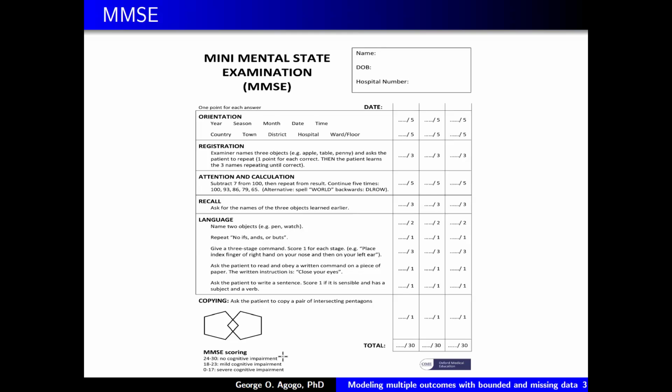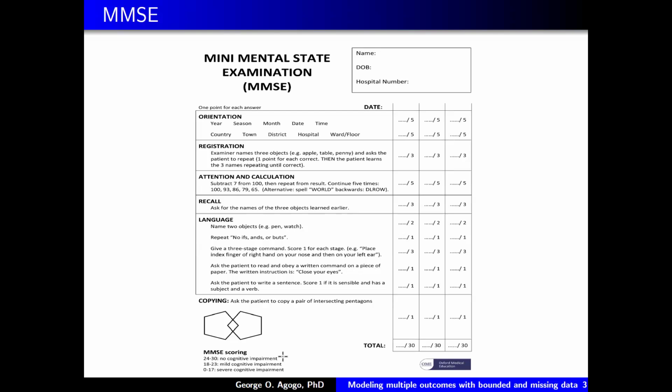So 24 to 30, that's someone with no cognitive impairment. Between 18 to 23, mild cognitive impairment. 0 to 17 is severe cognitive impairment. So this is a global tool.